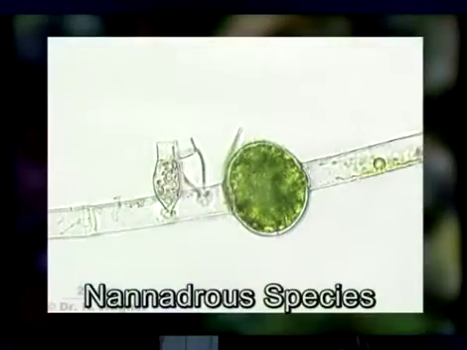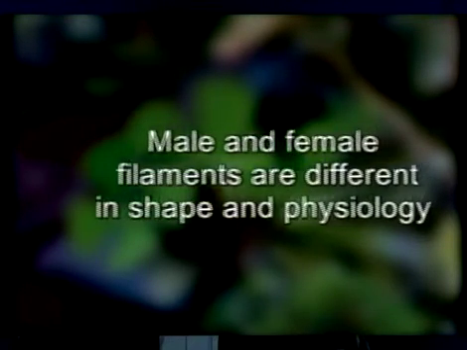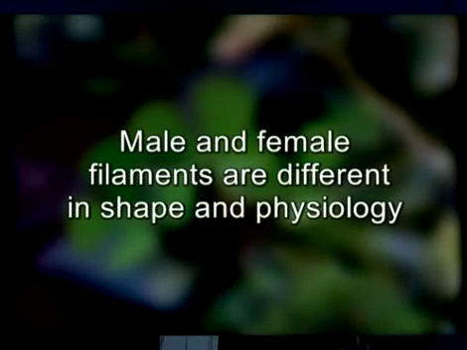Whereas in nanandrous species, the antheridia are produced on small filaments called nanandria or dwarf male filaments, which remain epiphytically attached to the oogonium or the suffultory cell, which is present just below the oogonium. Thus, in nanandrous species, there is dimorphism in Oedogonium thalli. That is, male and female Oedogonium filaments are different in shape, and they are also different in their physiology.